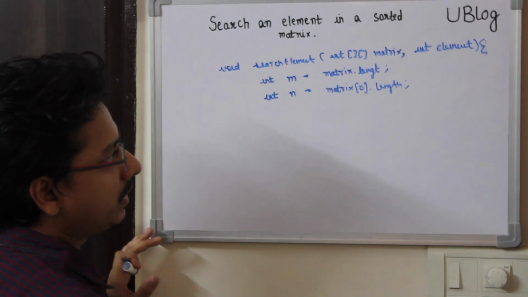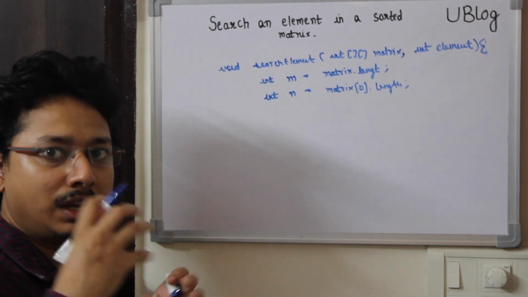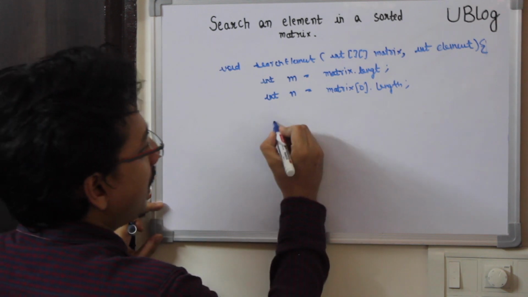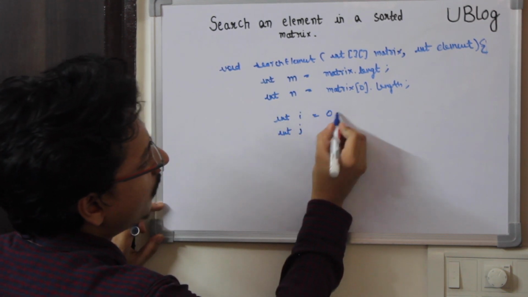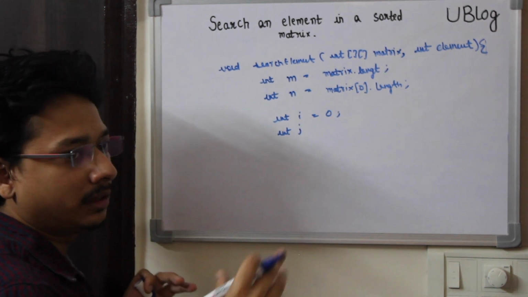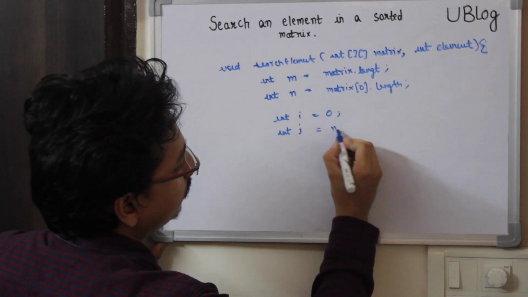Then where am I starting from? I will start from the last element of the first row. So i is row and j is column. My i will be 0, since I am starting from the first row, and the column will be the last column, so j is equal to n minus 1.